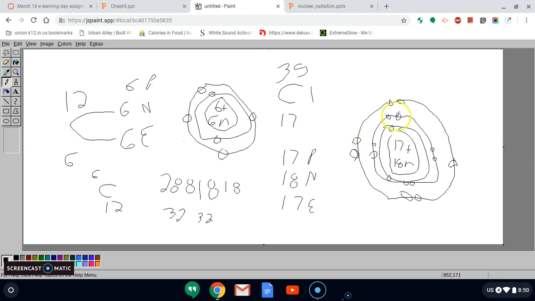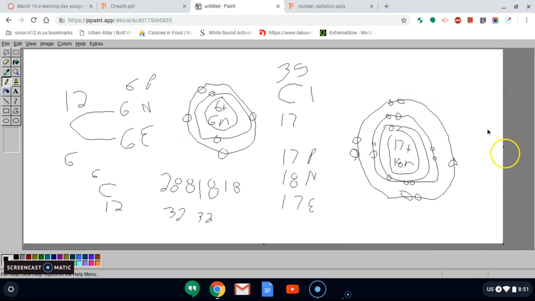Okay, so I have 2, 4, 6, 8 in that second level. So you can remember that second level can hold 8. Now the third level can also hold 8. So I can have 2, 4, 6, 7 because I only need 17 total. So look, here's 1, 2, 3, 4, 5, 6, 7, 8, 9, 10, 11, 12, 13, 14, 15, 16, 17.